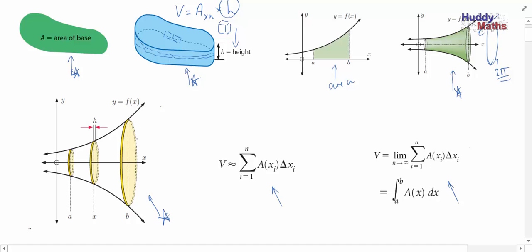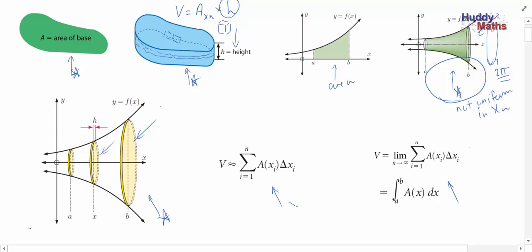What's happening down in this one? We're making up a whole lot of discs, and you can see they're a different shape. So this interesting shape, coming back over here, that we have by rotating that graph around, is not uniform in its cross-section. So that's going to pose a problem for finding its volume, isn't it?